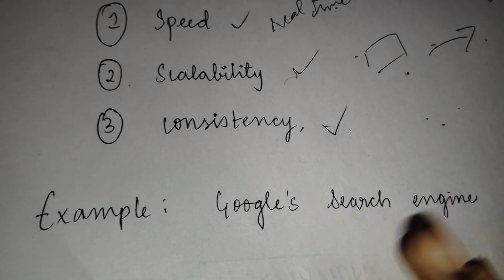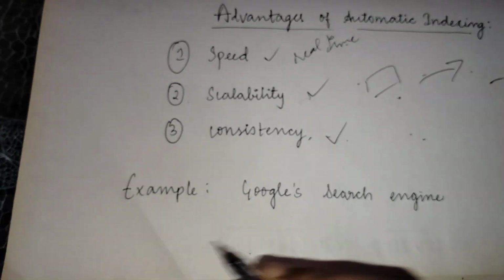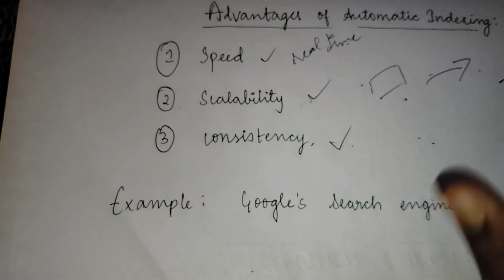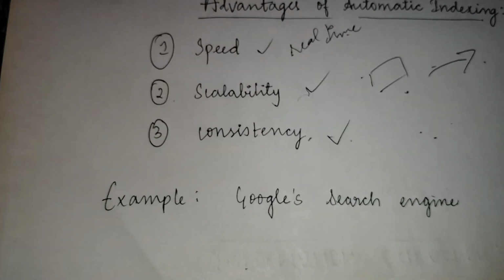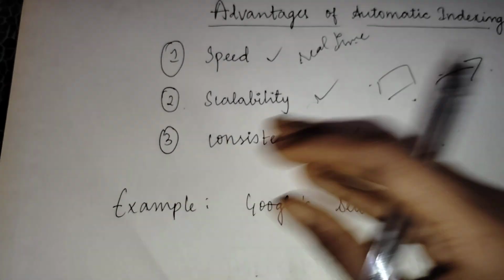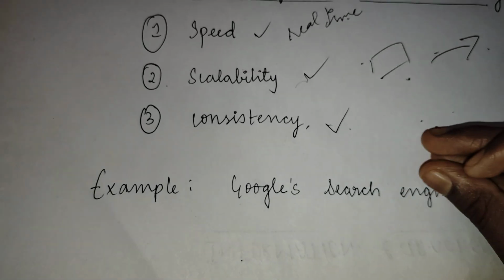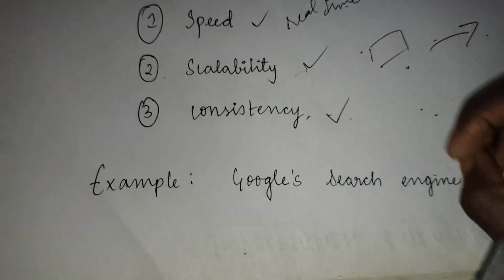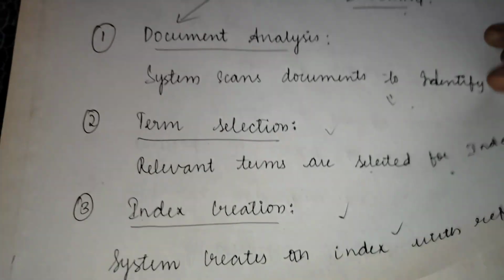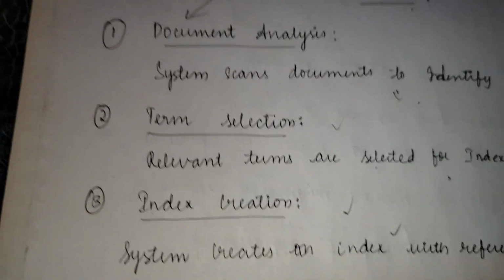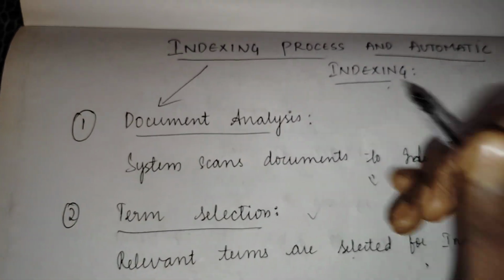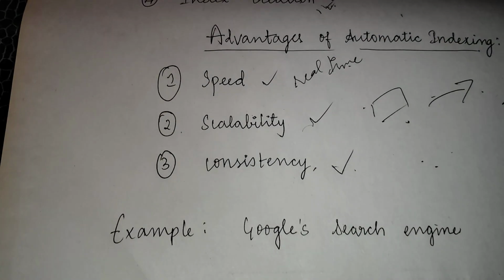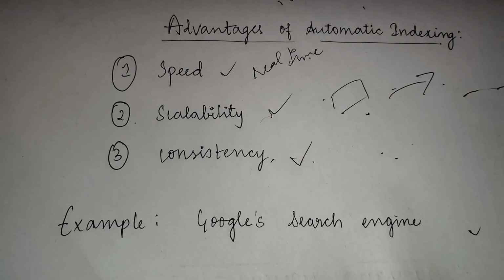Now if we have to see some examples, Google search engine is a prime example of automatic indexing. Every day the Google algorithm crawls millions of web pages, processing their content. It updates indexes also, and reflects new and changed information. So this massive indexing operation allows you to search, and it retrieves relevant web pages within milliseconds. That's it. That is nothing but the indexing process and automatic indexing. I hope you understood. You can go through the video once again.